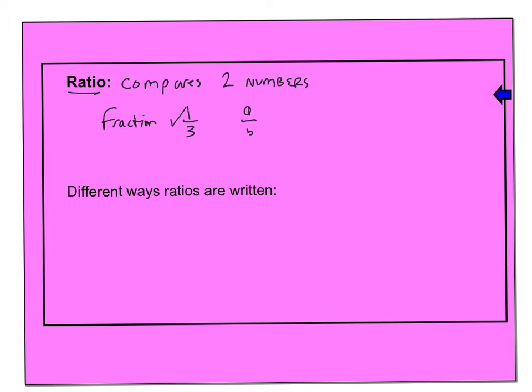So generally it's A over B. Some of the other ways it's written would be A to B, or with a colon in between there. So these are generally the ways that we write a ratio. Okay, so a ratio just compares two numbers. That's all a ratio does. You're just going to compare two numbers.